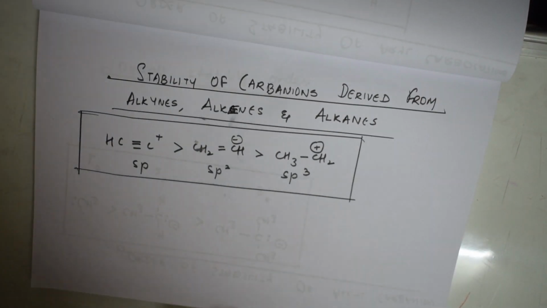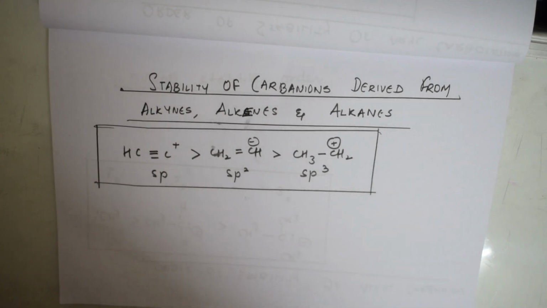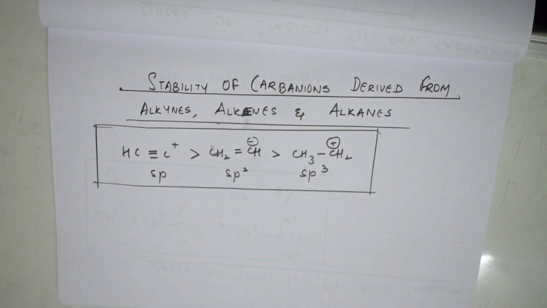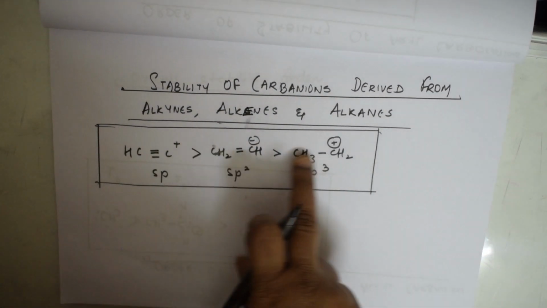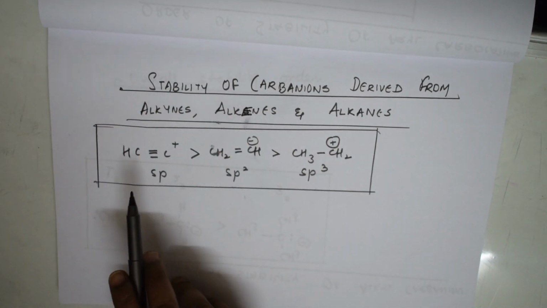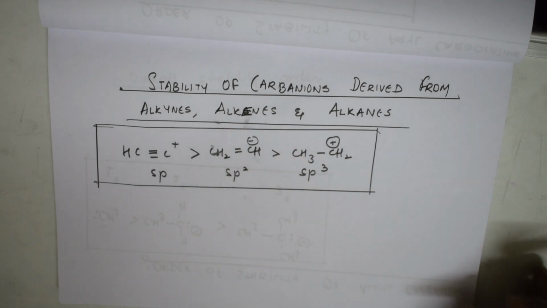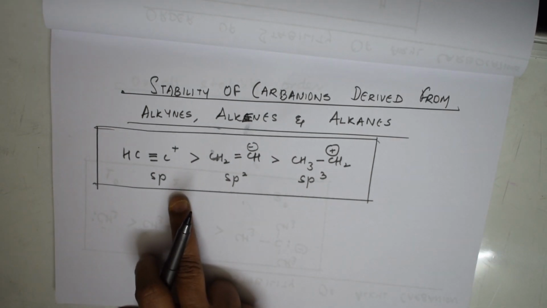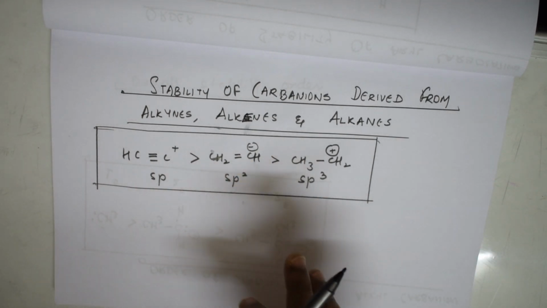Now let us see one more. Next question, what did I take? Let me see whether the book is under the frame of the camera. Yeah. So the next question is stability of carbanion. Carbanion, from where have I derived it? Alkyne, alkene and alkane. So basically here you need to remember, hydrocarbons are there.